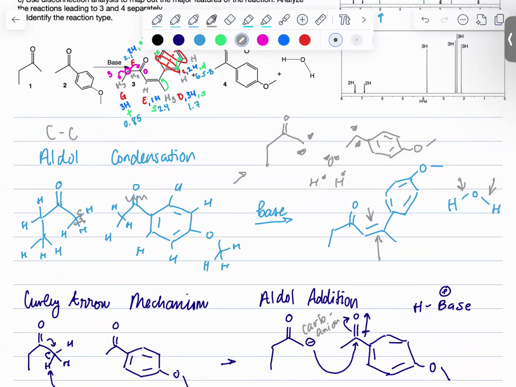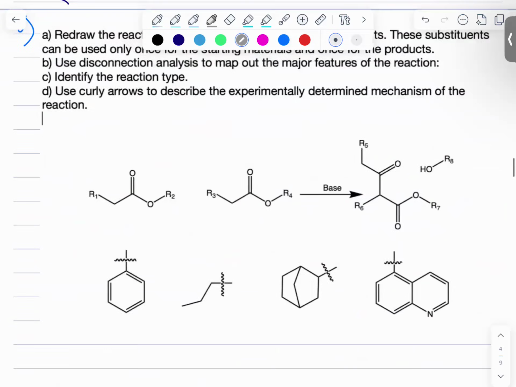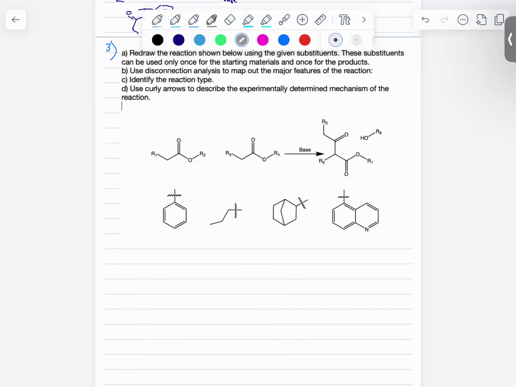So, no questions on this? Okay. You had a homework question that was very similar to this. Redraw the reaction using the given substituents. First, what kind of reaction is this? Claisen. How do you know it was Claisen?